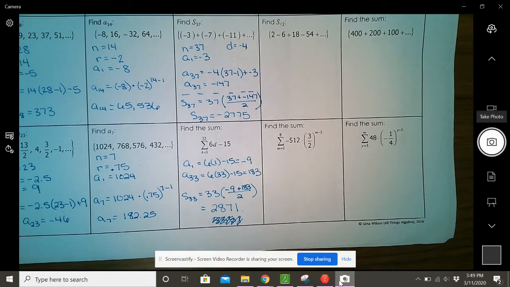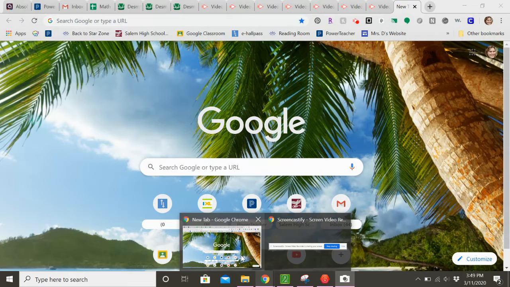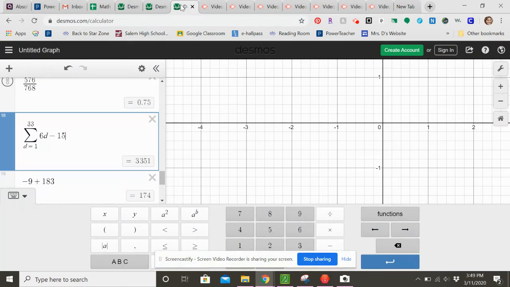Okay, so I just got a little thrown off because when I was putting in my sigma notation for this example, I got 3,351. So I wanted to show you what mistake I made. So come over back to Desmos with me. Here's what I got. It's right here on the screen.